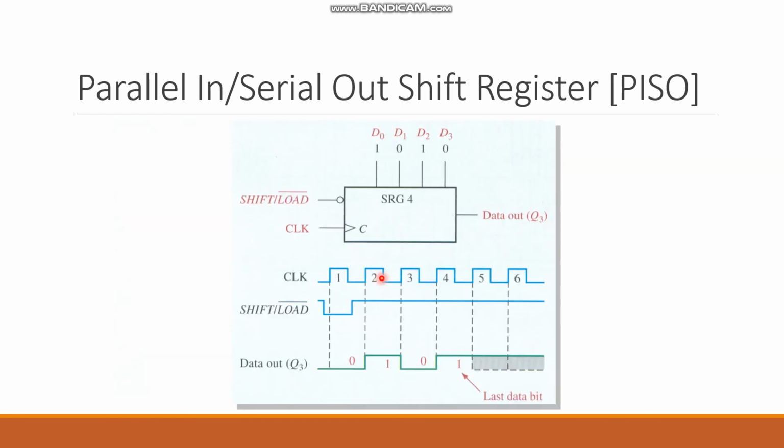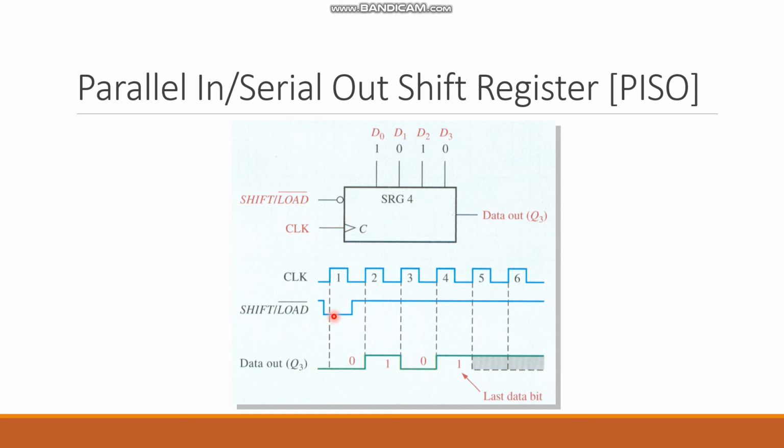Look, we have this example. D0 to D3 is 1, 0, 1, 0. Okay, and we have shift/load, we have clock pulse, we've got data out. So we have how many clock pulses? 6 clock pulses. Okay, so first we need to have a look at the shift/load bit. So in the first clock pulse, it is 0. That means we are loading the data, we are entering the data into the register.